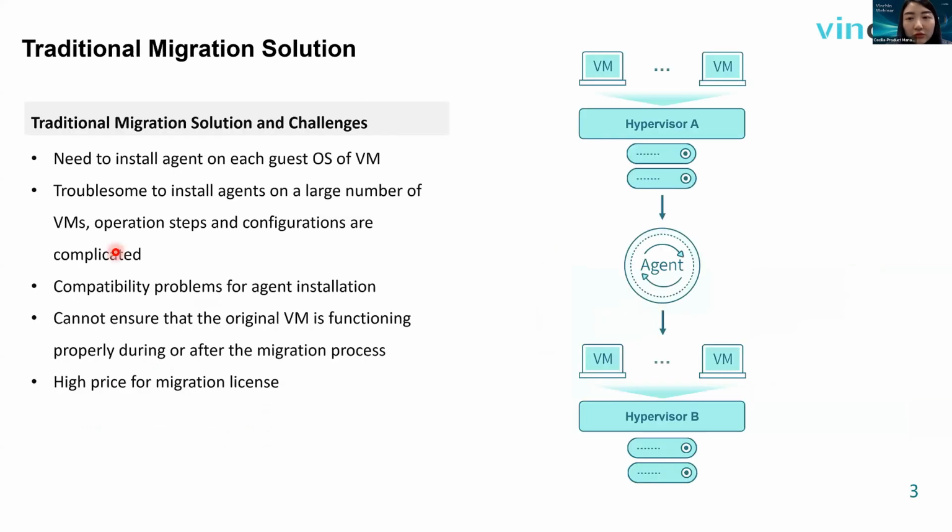So I believe these may be some of the main pain points of running a hybrid virtualization environment. And for the traditional migration solution, normally it needs to install an agent on each guest OS. The operation process and configurations may be very complicated and time-consuming. And sometimes, when the migration job is done, the migrated virtual machines on the platforms cannot function well because of compatibility issues. So it will make all the work useless.